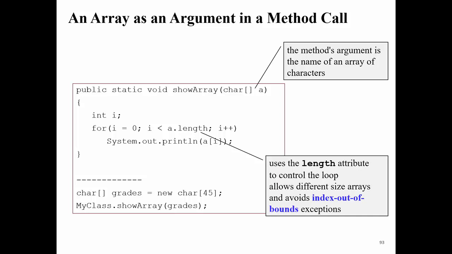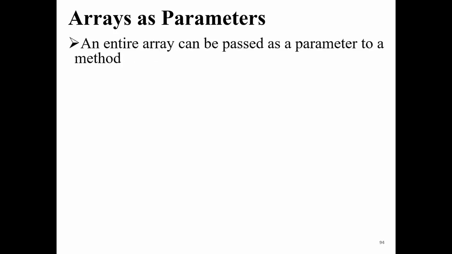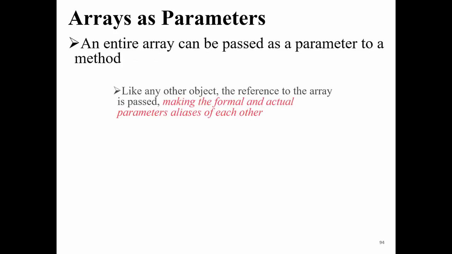We send the grades, but the receiving data type in the receiving method show array should match the data type of the grades. So what's the data type of the grades? It is a car array. So we have car with the square brackets, and we can receive it with any name. You can change it, you can receive it with a grades name, or you can put A, B, C, whatever you like. You run it through the length and you print it out.